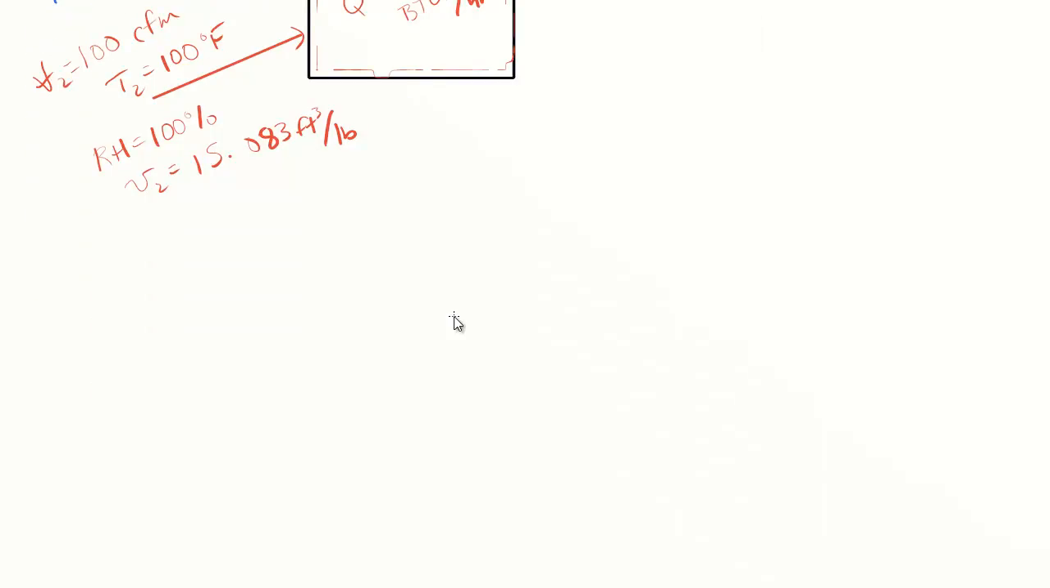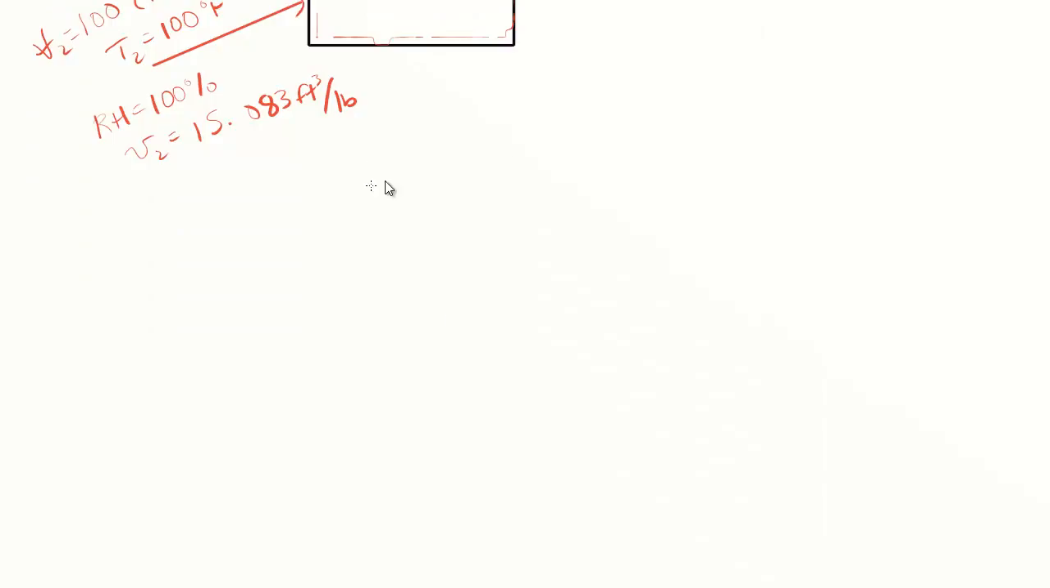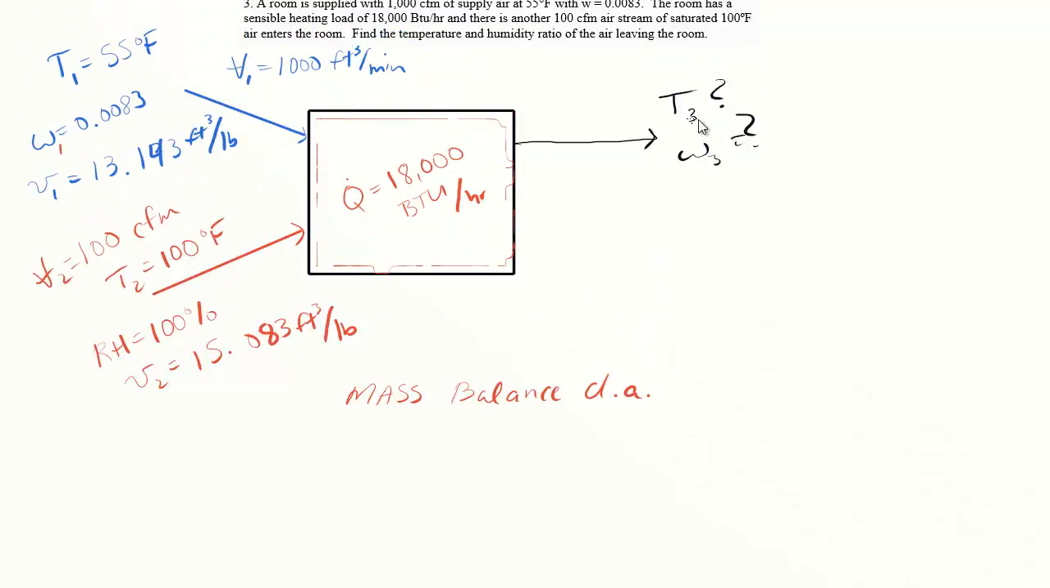So in thermodynamics, our two main tools or conservation laws are the conservation of energy and the conservation of mass. And so let's just start with a mass balance on the dry air. The mass of dry air coming in has to equal the mass of dry air coming out. So let's just do this. I'm going to just use A for air, dry air: the dry air at state 1 plus that at state 2 has to equal that coming out at state 3.